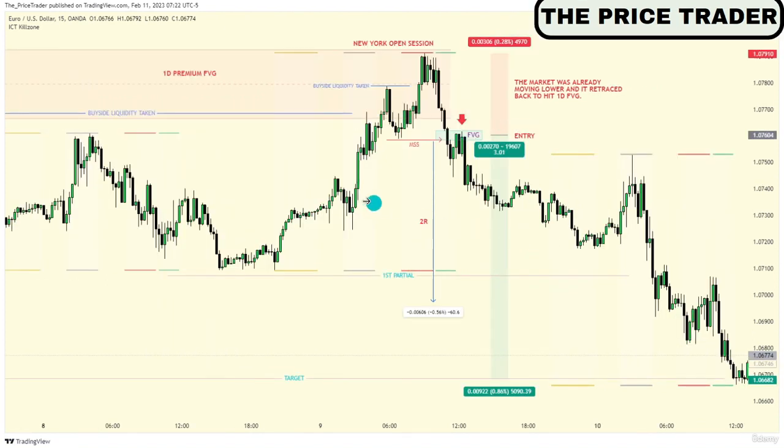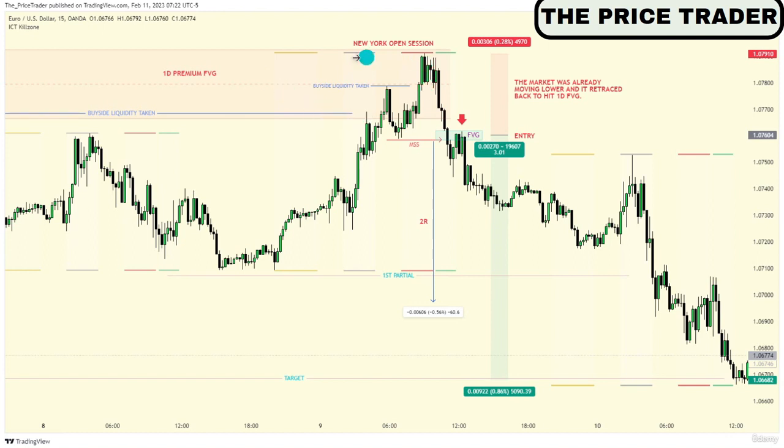We have zoomed into this example, and as you can see, this was the New York session. We took out buy side liquidity. We hit that premium fair value gap. There's also that weekly order block that was already hit above the price. So we were already driving lower in the weekly chart, and the daily was just supporting. The daily order flow was supporting what the weekly was doing.